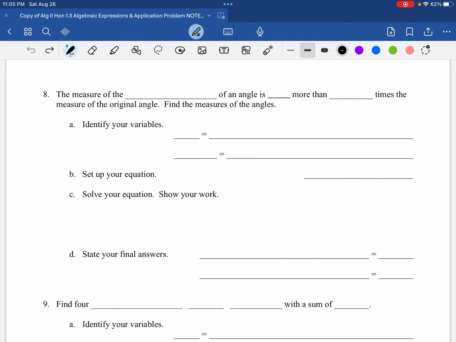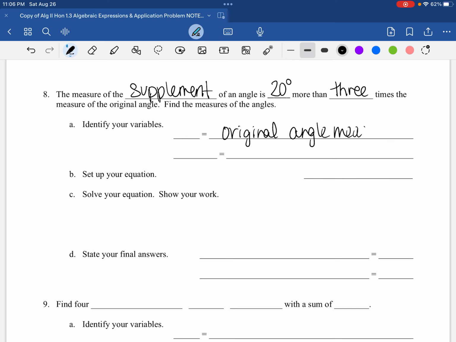The measure of the supplement of an angle is 20 degrees more than 3 times the measure of the original angle. Find the measures of the angles. So we're going to have two different angles. We're going to have the original angle measure, and we're going to have the supplement angle measure.